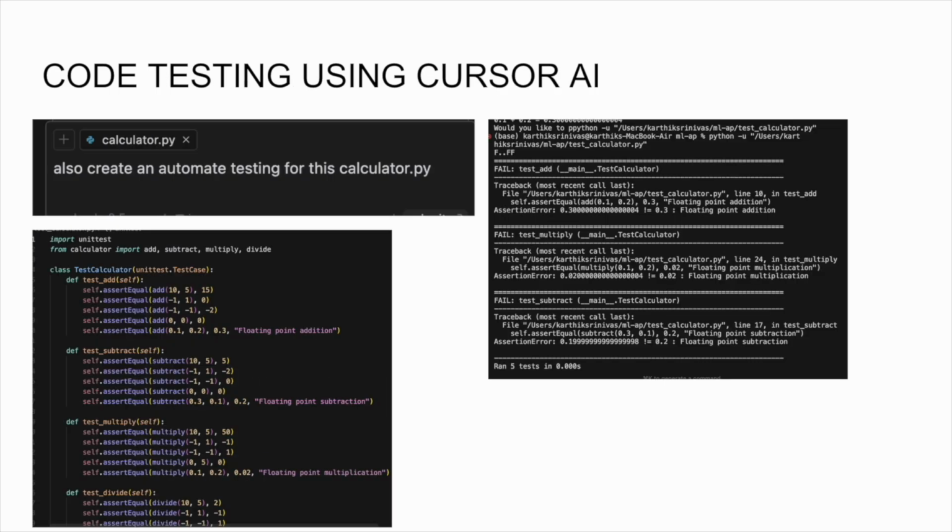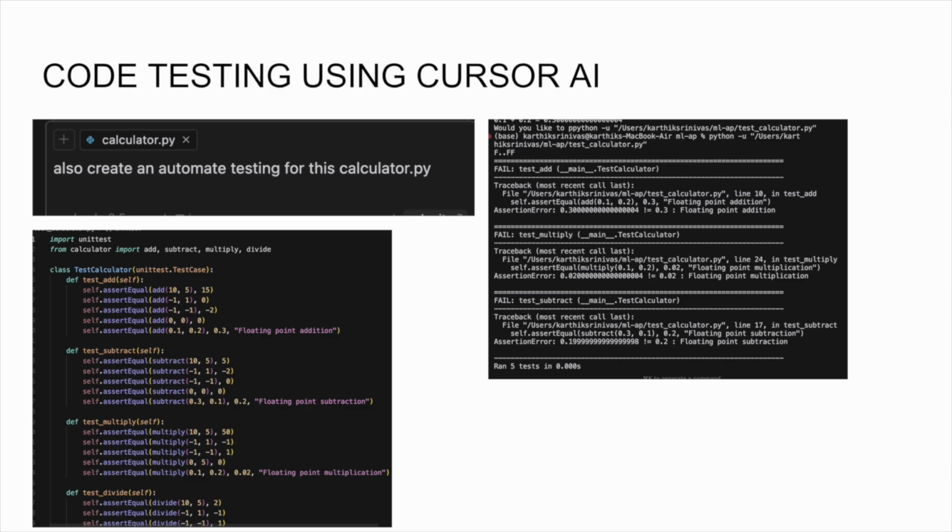So I tried to give an automatic testing for the calculator.py, and through the cursor I got this code as a unit test file. So based on the file, if I run it, I did get the same error, which is the float error.